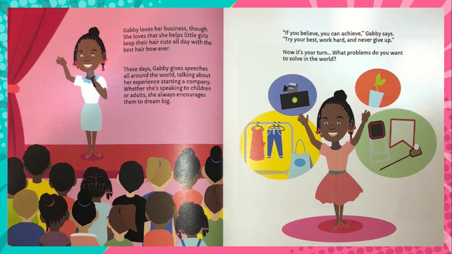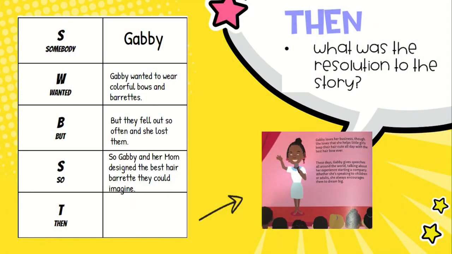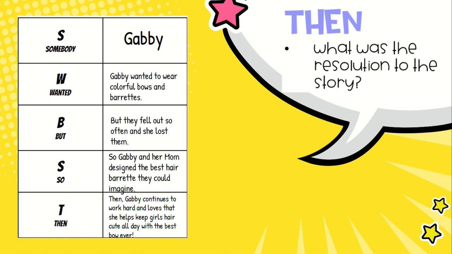Let's fill out our last box on the graphic organizer with the new information we read. We already identified the character, what Gabby wanted, what the problem was, and how Gabby tried to solve the problem by designing barrettes. Then what happened at the very end? What obstacles did Gabby have to overcome in order to achieve her goal? Gabby had to work very hard to reach her goal. Then Gabby continues to work hard and loves that she keeps girls' hair cute all day with the best bow ever. Didn't she do a great job overcoming obstacles in order to make her idea and dream of creating the best hair bow come true?